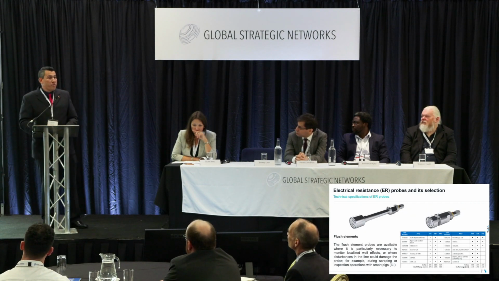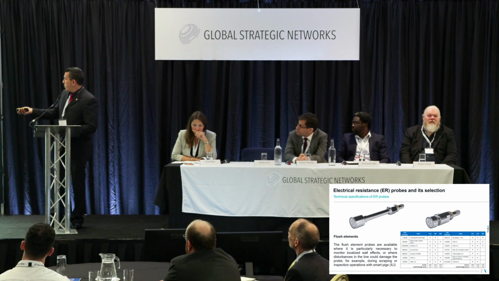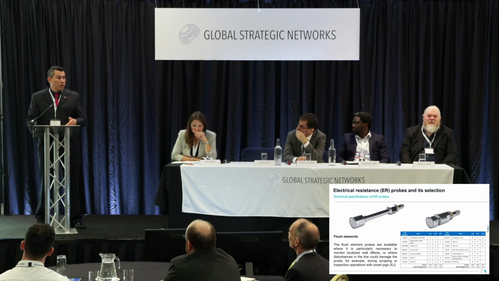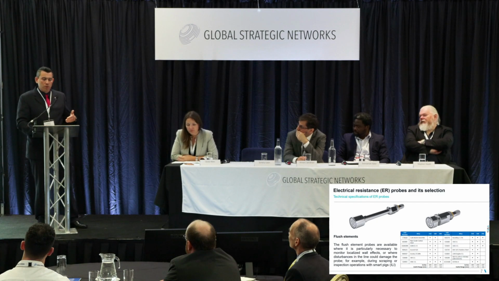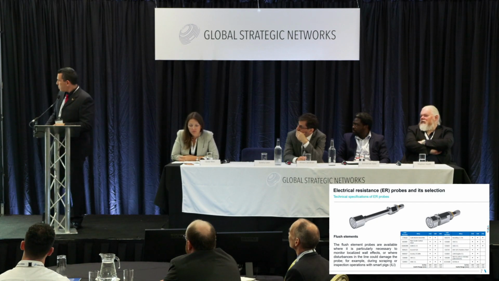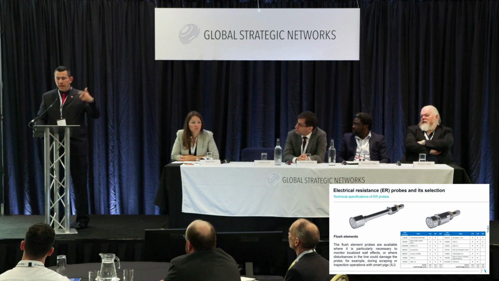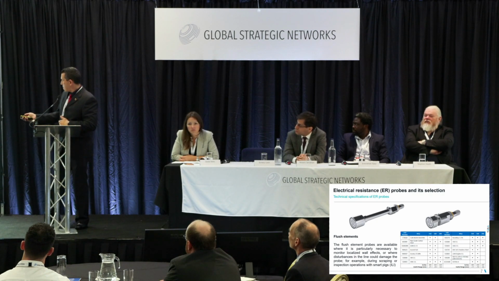The third type of probe that you can find is the flush element. They are convenient when you have pipelines, when you are planning to run cleaning pigs or intelligent pigs quite often, and you don't want to have to retrieve the probe every time you're going to run a tool or a cleaning pig. So they are just flush to the inside diameter of the pipe.